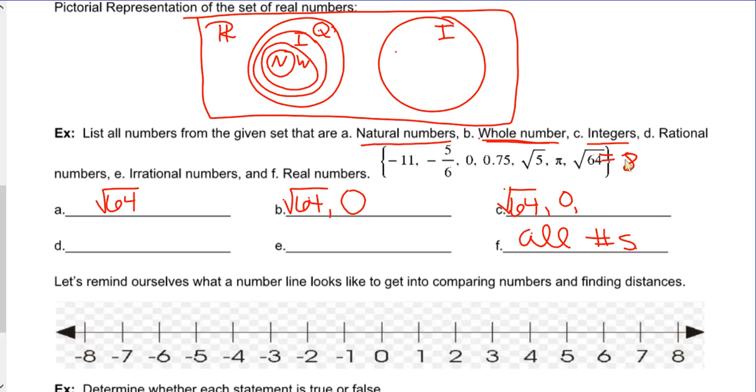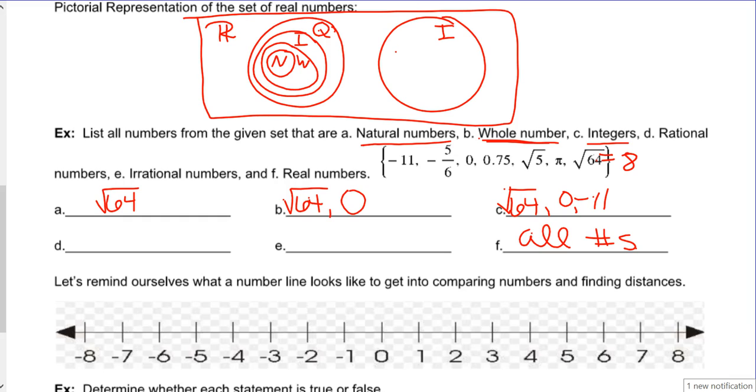But now is there a negative whole number that I can add in for integers? So there's 8, we're done with that. Pi is not, square root of 5 is not, that's not a whole number. 0 is already in there. And right here we have a whole number with a negative. So I'm going to add in that negative 11 right here as our integers.